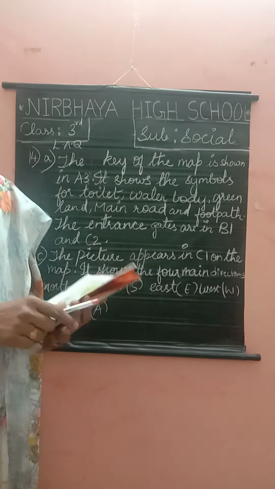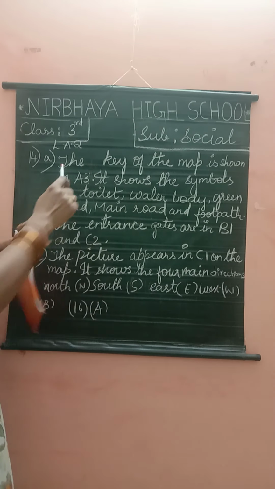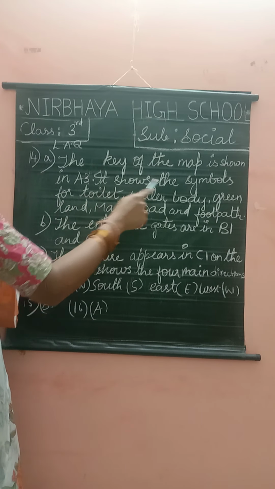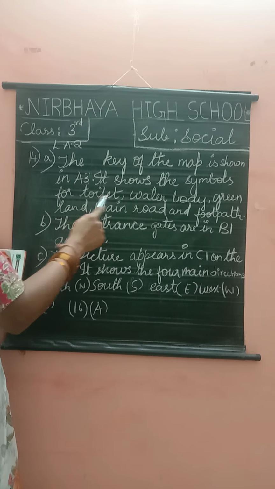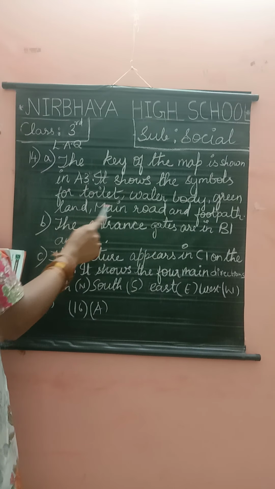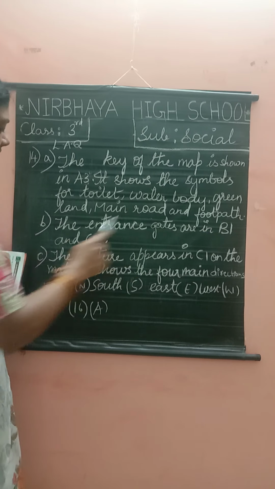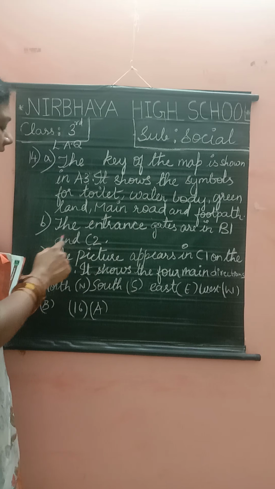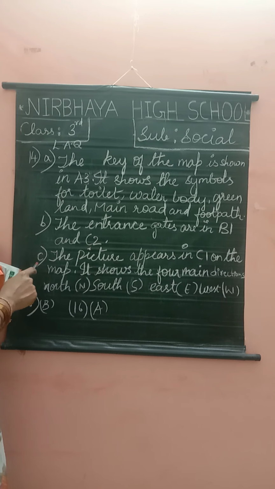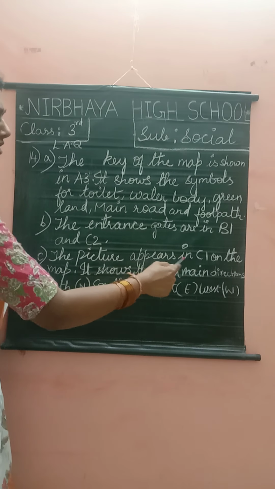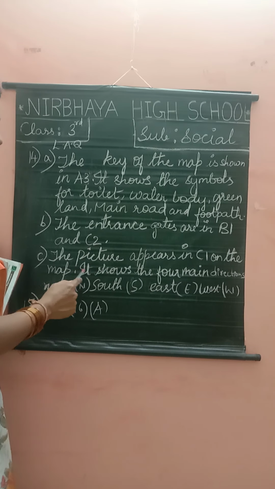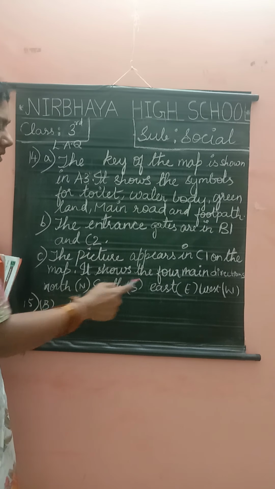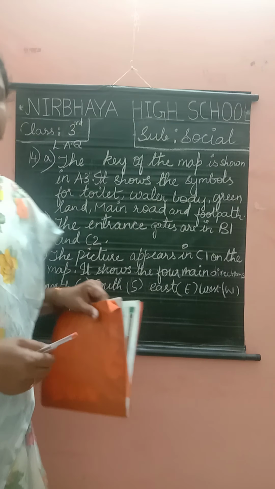I am reading the answers once again. The key of the map is shown in A3. It shows the symbols for toilet, water body, green land, main road and footpath. B. The entrance gates are in B1 and C2. And C. The picture appears in C1 on the map. It shows the four main directions: north, south, east, west. Okay, children?